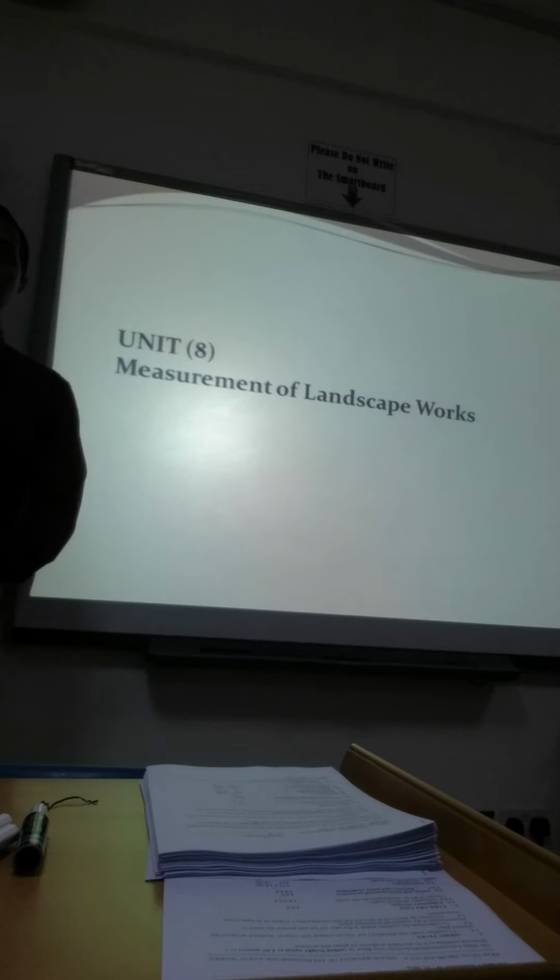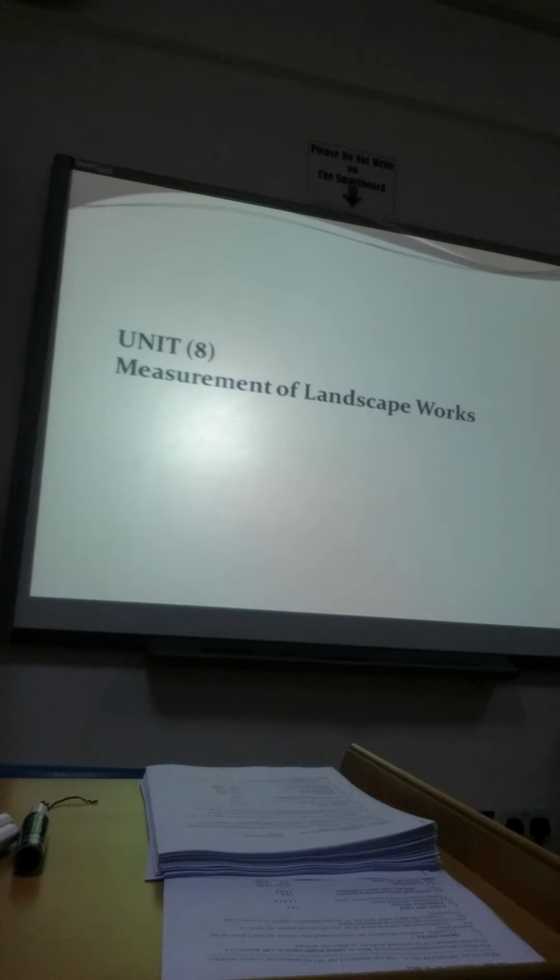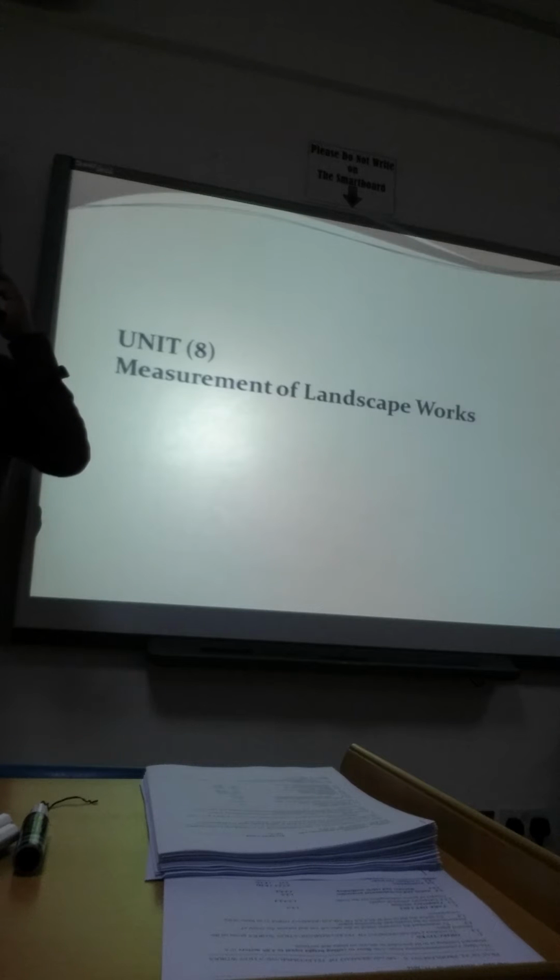Now, this is the theory and technology part of Unit 8, Measurement of Landscape Works. Please open your notes, ladies and gentlemen.